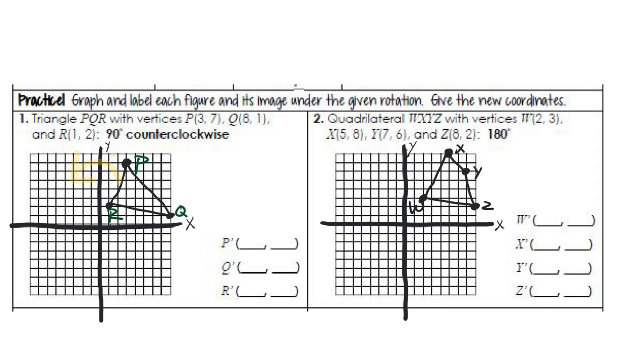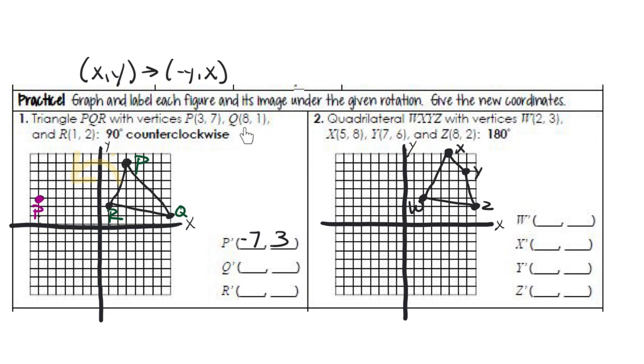So let's look at the rule for rotating 90 degrees counterclockwise. I know my original X, comma, Y is going to be negative Y, comma, X. Well, let's look at that now. So P, right here, I have 3, 7 as my original. If I take that, negative 7, 3 is where the new point for P is going to be. So let's go over negative 7 and 3 up. Here is my new location for P.